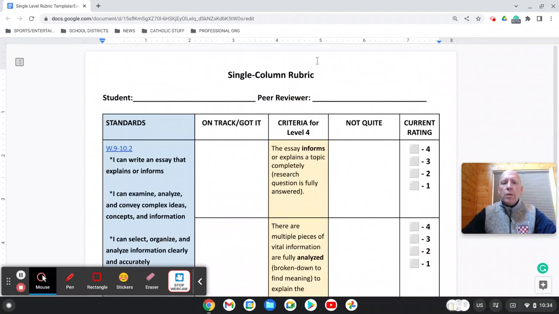Regardless of what your content area is, I would encourage you to take a look at using a single column rubric. I think you will find that, one, it engages the students in conversation about their learning. It has them identify specifically what works and does not work with what they've created compared to that high bar of a level 4.